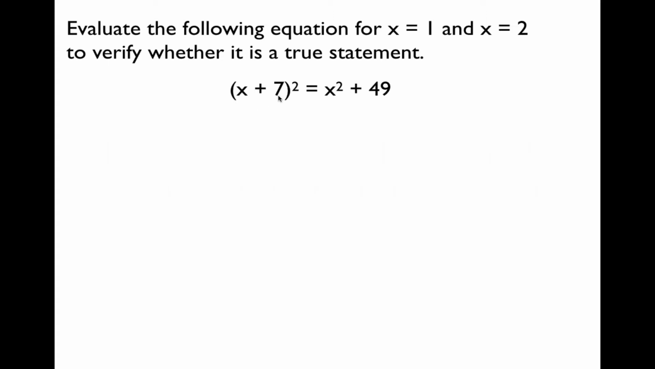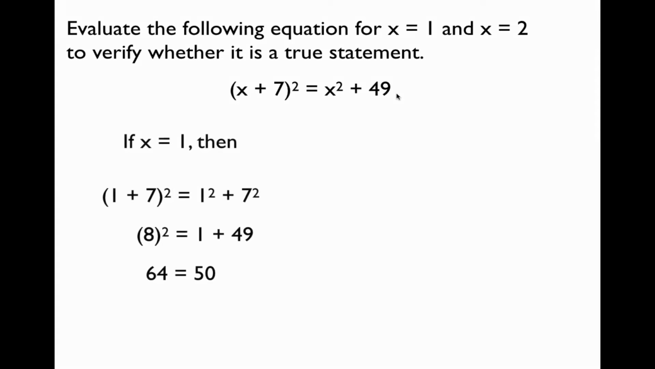So x plus 7 squared is equal to x squared plus 49. So just plug in a 1 and a 2 and see if it works out, because if it's true, it'll work out. Let's pause the video and try that now. All right, let's see how you did.